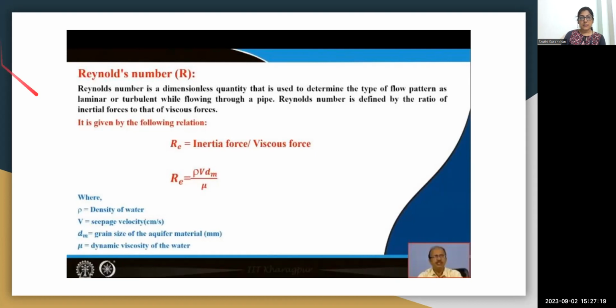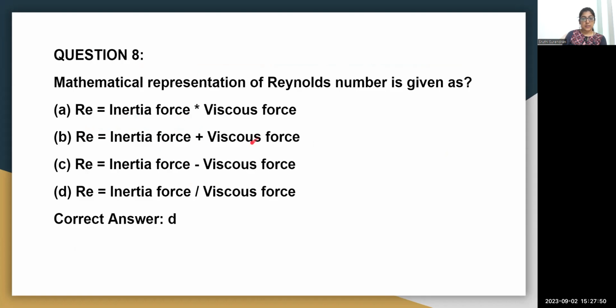Now, Reynolds number is given as inertia force by viscous force, and it can also be represented in this form, which is density into velocity into the size of the particle, aquifer material, divided by the dynamic viscosity of water. So Reynolds number can be found out using this equation. In general, it is the inertial force divided by the viscous force, which is the question that was asked. What is the mathematical representation? The option D is the answer for it, inertial force divided by the viscous force.